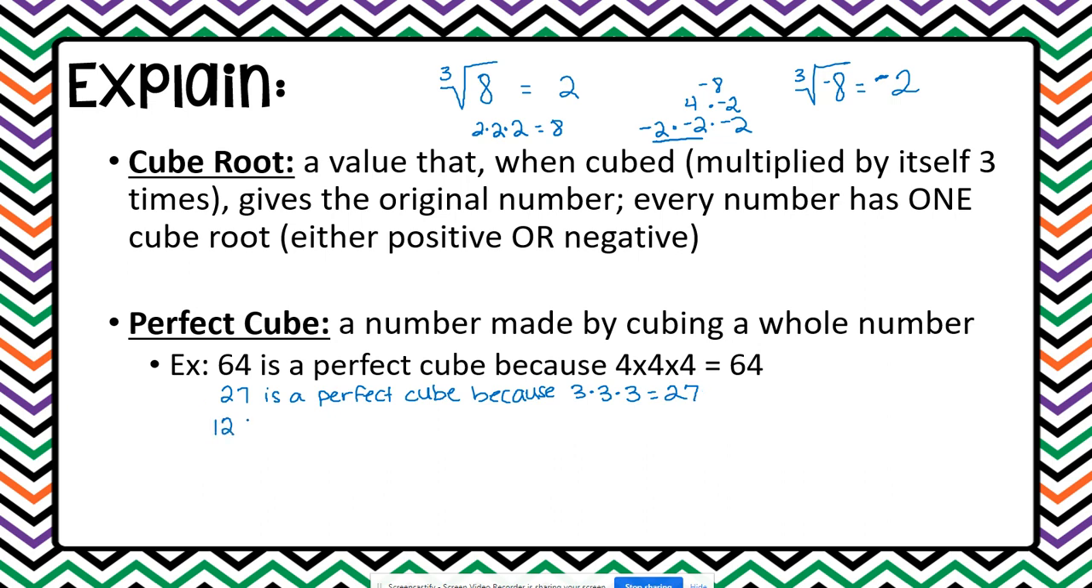Another perfect cube is 125. Well, we would say that 125 is a perfect cube because 5 times 5 times 5 equals 125.